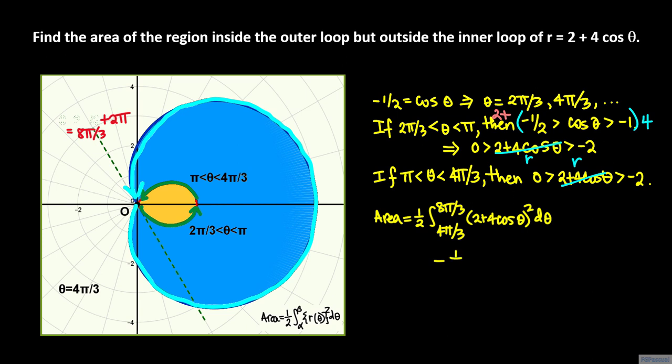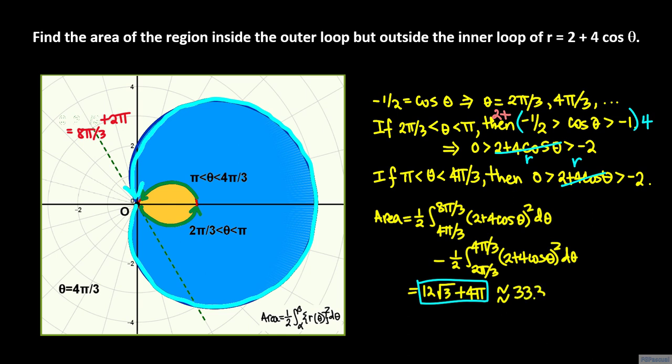The inner loop area is equal to half times the integral from 2 pi over 3 to 4 pi over 3 of the square of 2 plus 4 cosine theta. As an integration exercise, the viewer can check that this is equal to 12 times the square root of 3 plus 4 pi. This is approximately equal to 33.35.